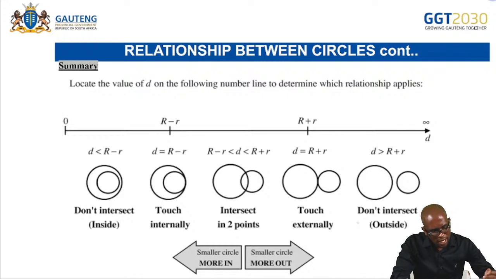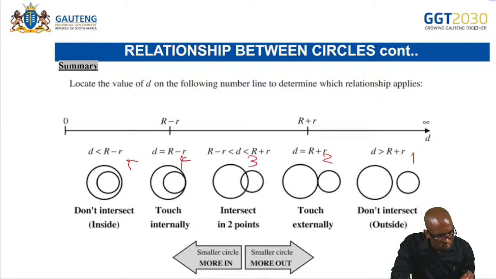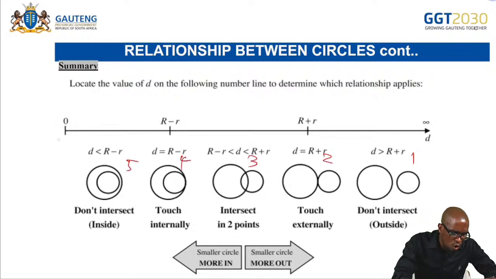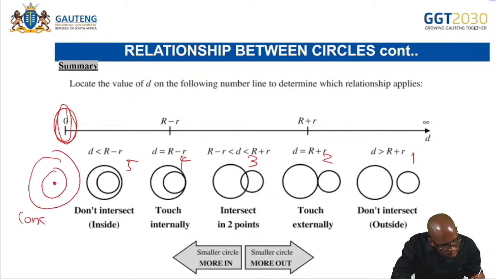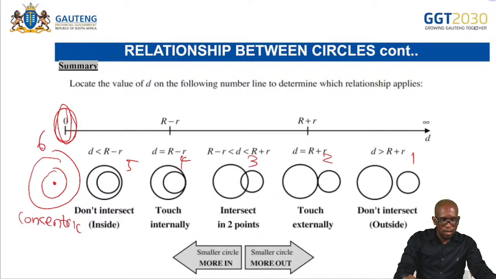Now, there's one case that is not covered here. This is case 1, 2, 3, 4, 5. Case 6 occurs when d is exactly equal to 0. What happens when d is exactly equal to 0? The two circles are concentric. So this is the 6th case. So that is the analysis of the relationship between circles, grade 12.